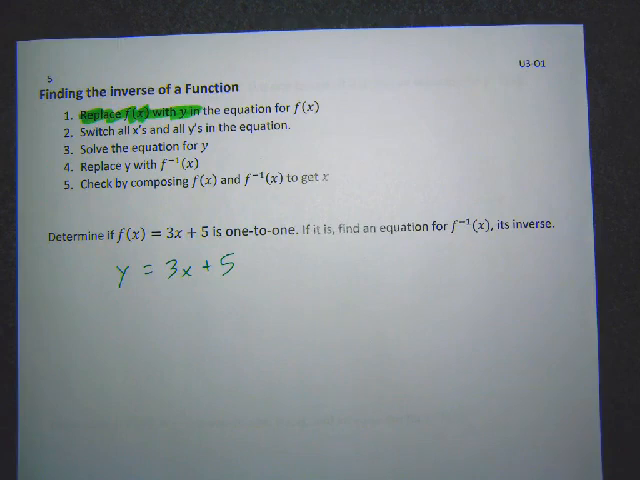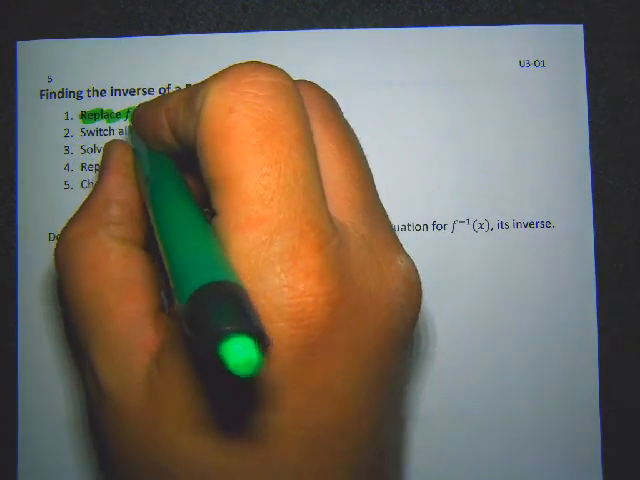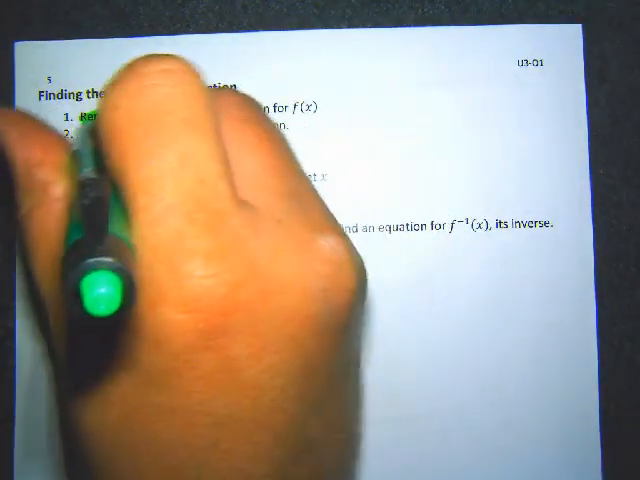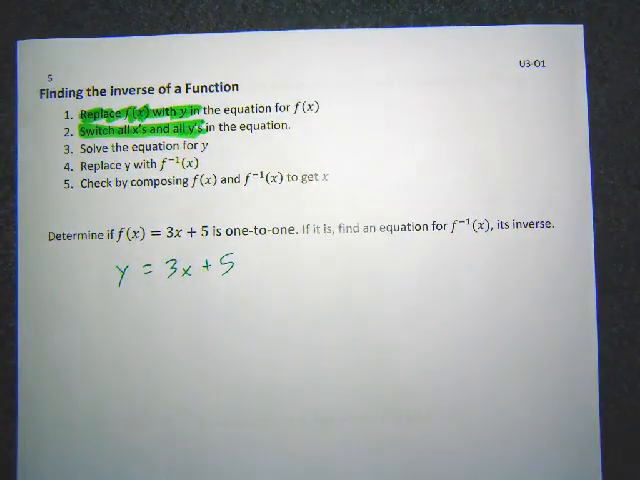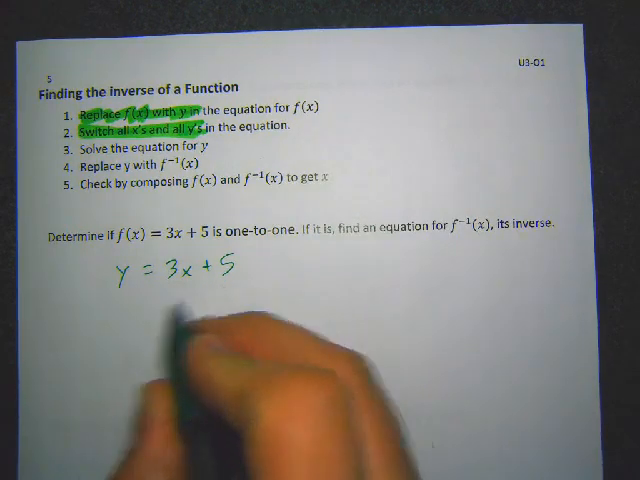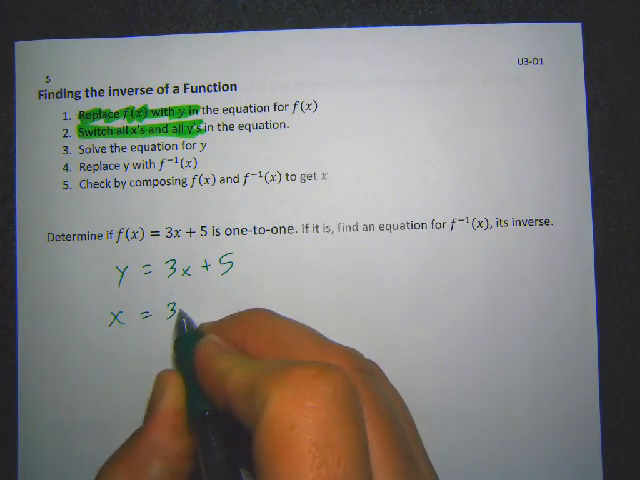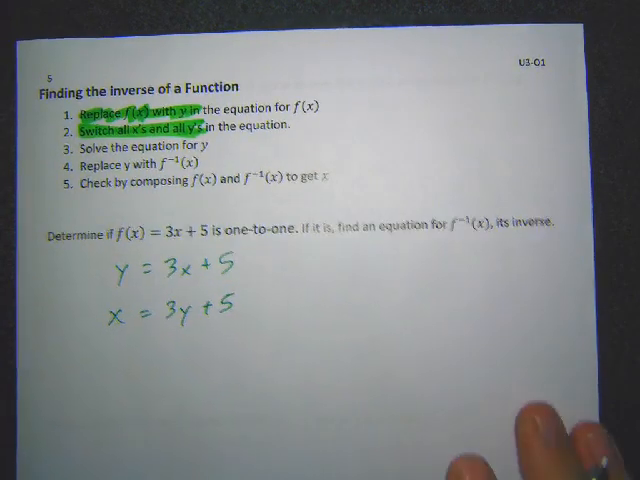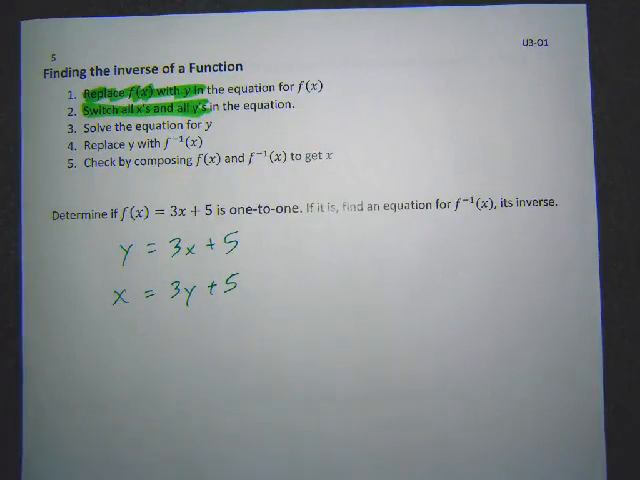Second thing, switch all x's and all y's. That's probably the most important thing. When it comes to doing this, you need to know you need to switch the x's and y's. Remember, that's how you get the inverse. The inverse function has the exact opposite x's and y's. So we take this, we switch it, so it's x equals 3y plus 5. Now it's an inverse function. This is the inverse function.